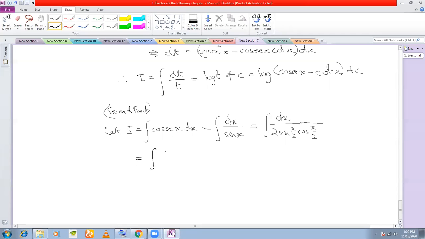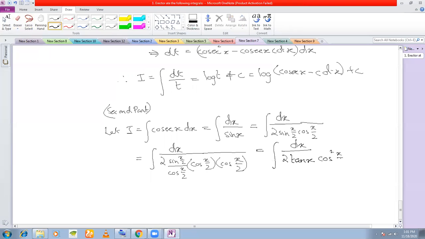I will multiply. See, if I want to bring a tan in the denominator, what do I have to do? I will have to write this as sine x by 2 by cos x by 2, right? But since this cos is extra, I have to multiply by cos x by 2, and the one cos x by 2 already exists. I can write this way, or not? So this becomes integral dx by 2 tan x by 2, right? And cos square x by 2, right?